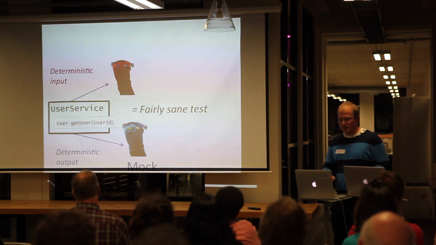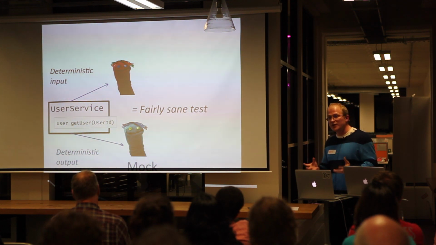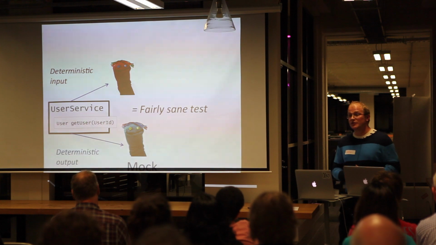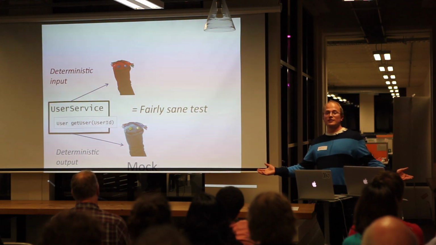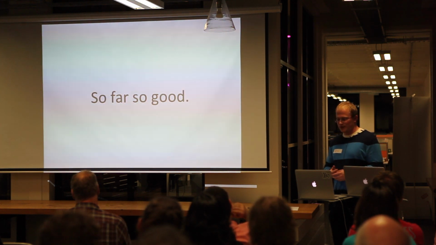So this is a good thing. We have deterministic input, deterministic output, and that means we can write a pretty sane test for user service. And this is why we all use mocks and stubs for testing. So far so good. So what's the problem?